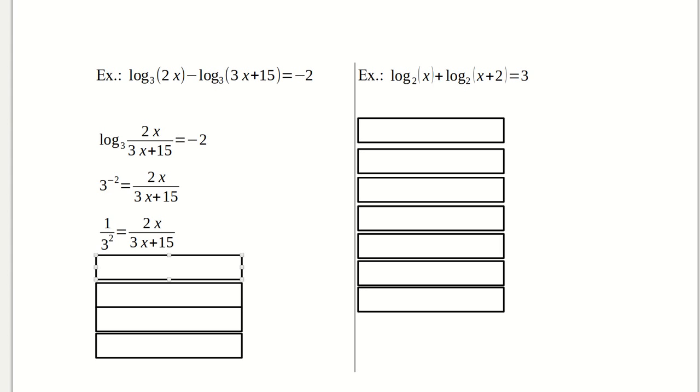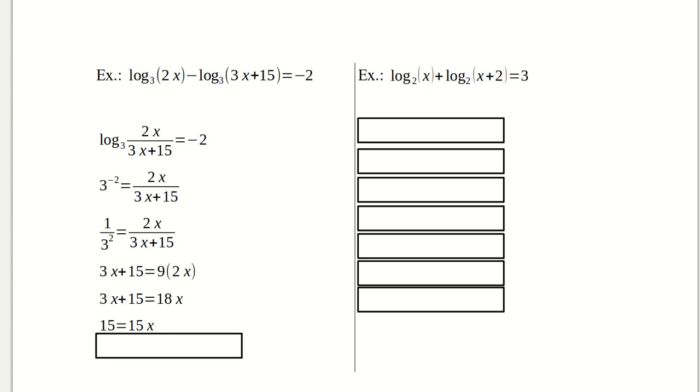I'm going to multiply across. Of course, 3 squared gives us 9, and we cross multiply. When we multiply a numerator by the other denominator, we multiply 9 by 2x, and we multiply 1 by 3x plus 15. This is a linear equation, but we still need to simplify that right side. 9 times 2x is 18x. And then we get rid of the 3x by subtracting 3x from both sides. And then we get rid of the coefficient 15 by dividing both sides by 15.